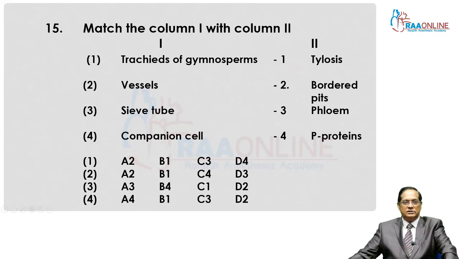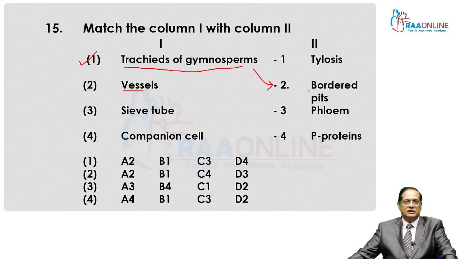Match column 1 and column 2. Tracheid of gymnosperm: yes, they have bordered pits. Tracheid is actually a cell, and within the cell there is a secondary wall. In the secondary wall, interruptions are there. Those interruptions are called pits. If they have projections, that is a bordered pit, and it is found in gymnosperm tracheids only.